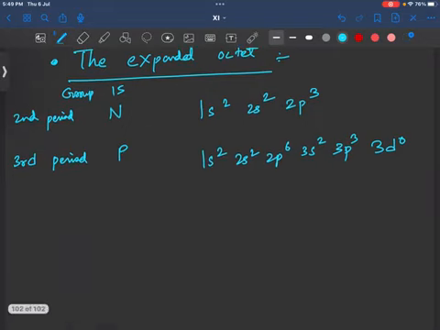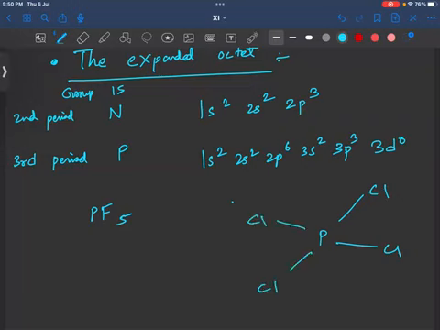Okay, so for example, you see PF5. PF5 is like this: F, F, F, F and one more F. Look, how many electrons are surrounding phosphorus? So 10. It's more than the octet, right? How is it achieving that? Because of these 3d orbitals, it can accommodate them. Is that understood?